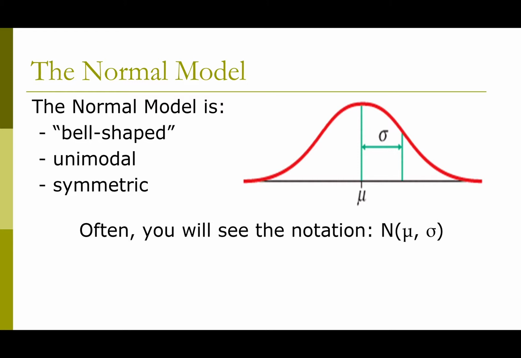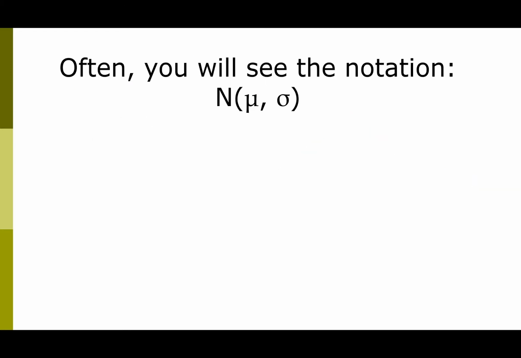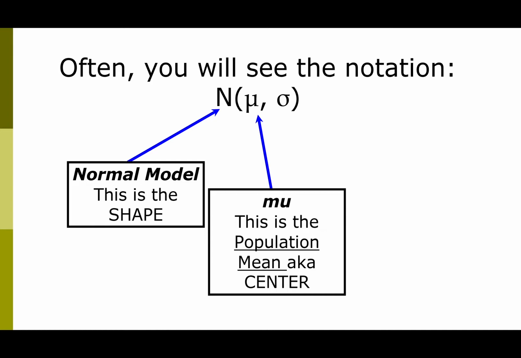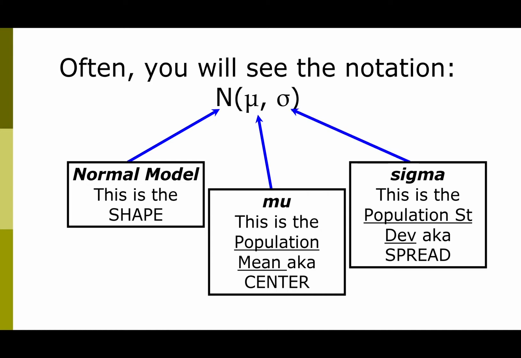So you'll often see the notation capital N parentheses mu comma sigma. And what that means, the N stands for that we're talking about a normal model. So later we'll look at some other types of models and change what letter we have there. And that tells me that I'm talking about this symmetric bell shape. The mu stands for the population mean, aka my center. And the sigma is the population standard deviation, aka my spread.